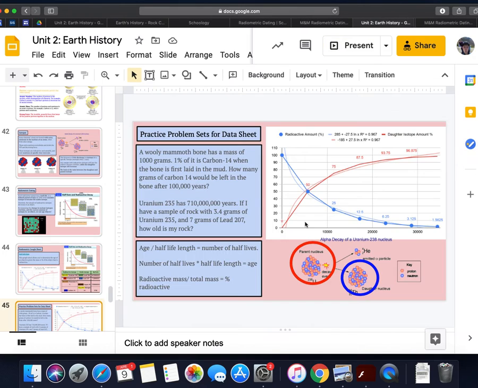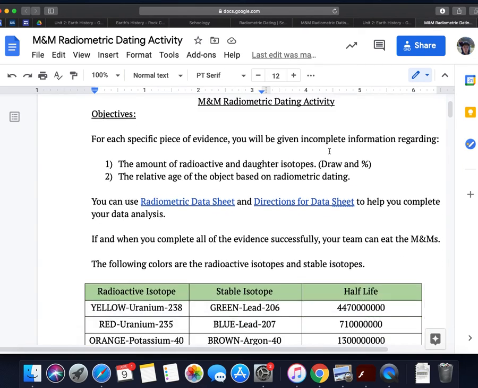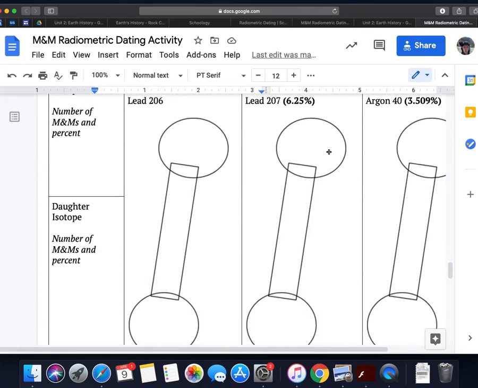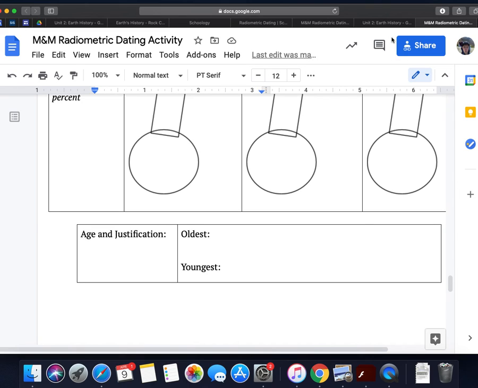So for today, I want you to wrap up in your M&M radiometric dating activity these 3 questions as best you can, and to also make sure that you've submitted your rock lab.